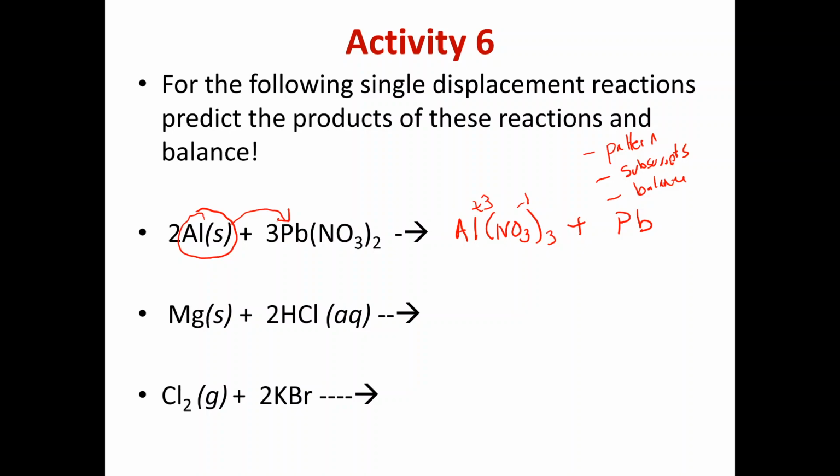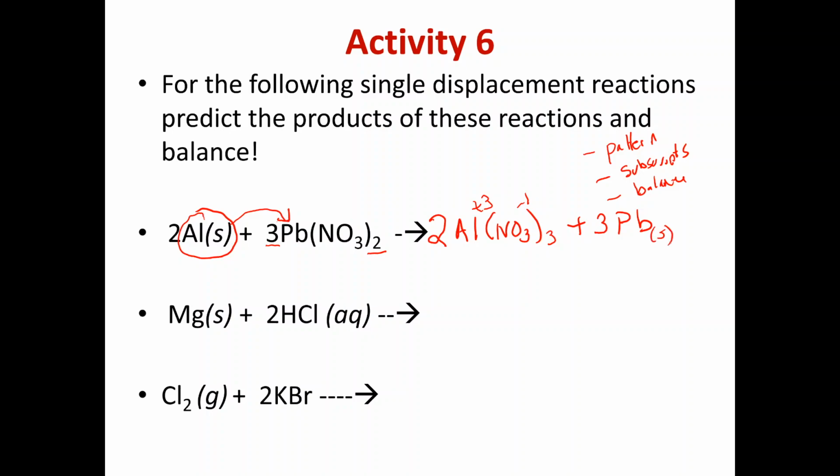So we have 2 aluminums versus 2 over here. Nitrates, we have 2 versus 3. Let's take care of our aluminums first. Let's put a 2 here. And when we do that, we get 6 nitrates. Guess what? We have 6 nitrates. Way to go. Now, we have to get 3 leads, though, so I'll put a 3 over here. So remember, coefficients are used to balance.